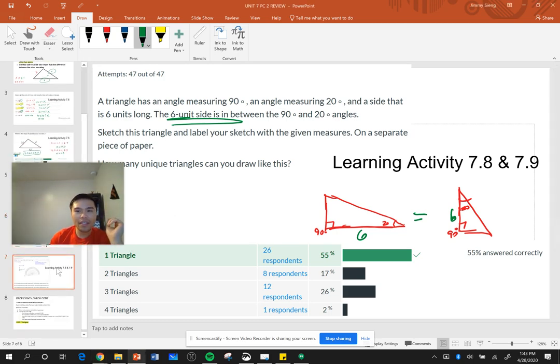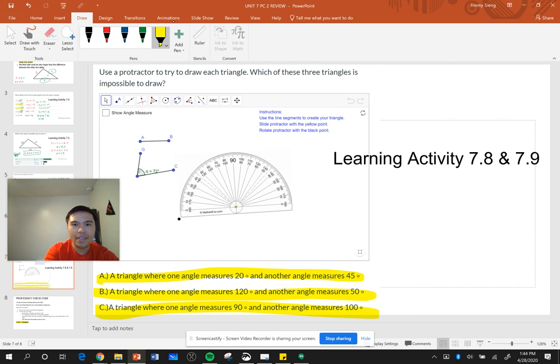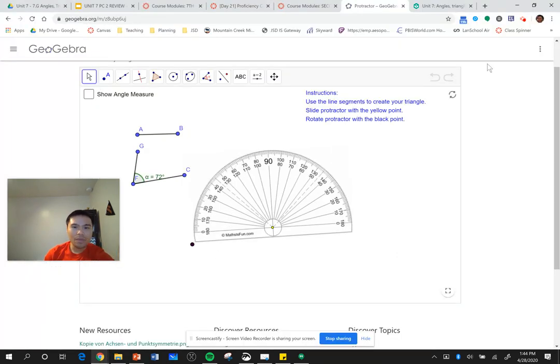So last question here. A lot of people are struggling with this one, maybe because of the protractor stuff. But this is another problem in 7.8, 7.9. Basically, I need to see which of these angle measures that I'm highlighting here is impossible to draw. Remember, it's impossible to draw a triangle if it doesn't connect. So if it's really wide, right, there's no way to connect those triangles. One way to do this is using my tool. Okay, looking at this one.